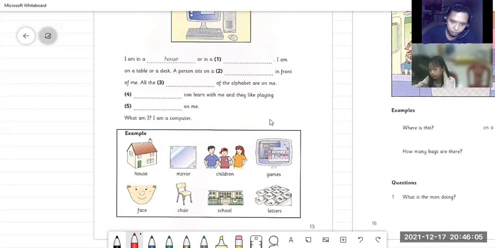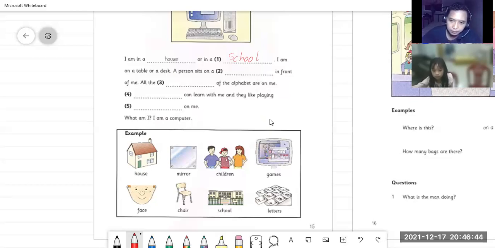What is the answer? I am in a house or in a school. Say school. Can you say school? School. Okay, school. Okay, can you read? I am in a house or in a school.